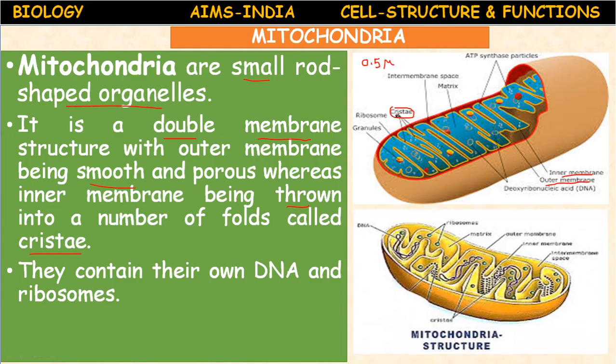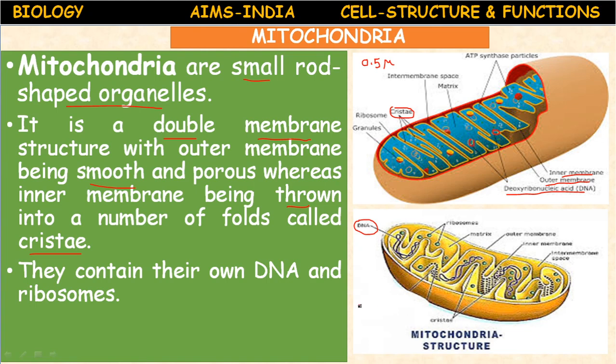Mitochondria contain their own DNA, deoxyribonucleic acid. That's why they are semi-autonomous. They can reproduce by themselves. They can divide by themselves. So here you see the DNA is present, children.